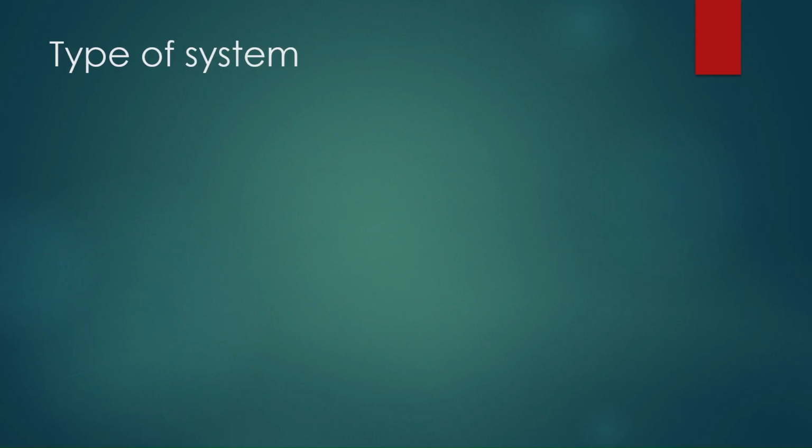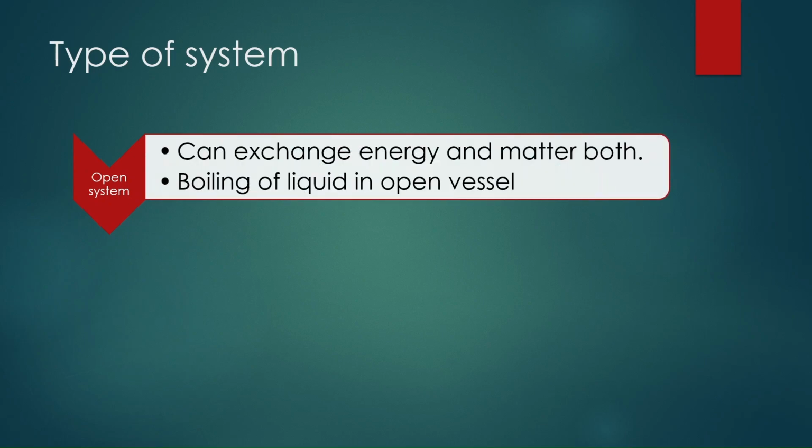Now let's understand the types of system. How many types of system exist? We'll discuss three types of system here. The first is the open system. What is an open system? An open system can exchange energy and matter both, like boiling of a liquid in an open vessel.